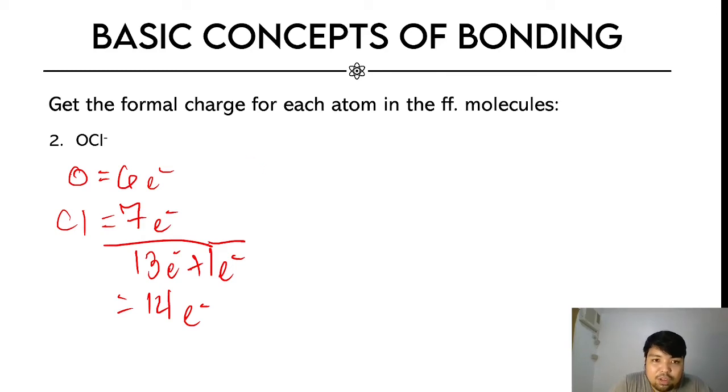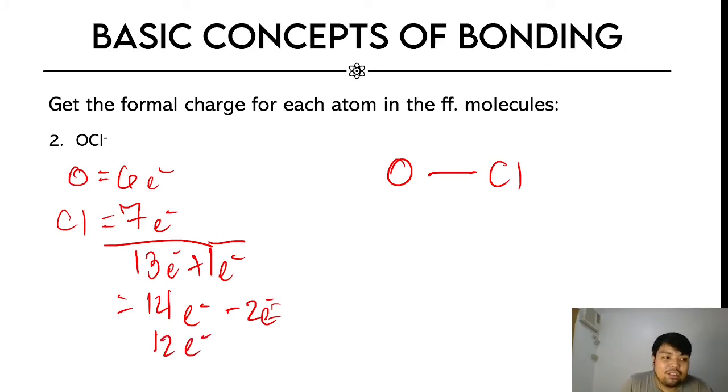We draw the Lewis structure. We proceed to number 2. Since we have no central atom, because there are only two of them, we go straight to drawing a bond there. Okay? This bond uses up 2 electrons. We subtract that from our total tally of valence electrons, and we have 12 electrons left to spare.